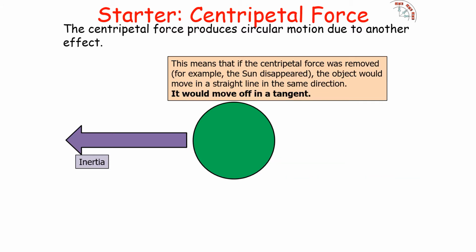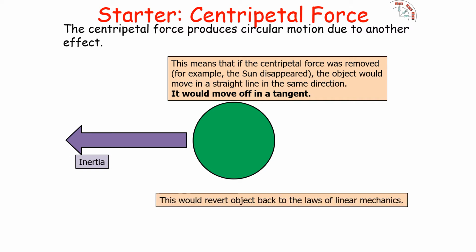So this means that if the centripetal force was removed, so in this context the sun disappeared, the object that is in orbit would move in a straight line in the same direction. It would move off in a tangent.